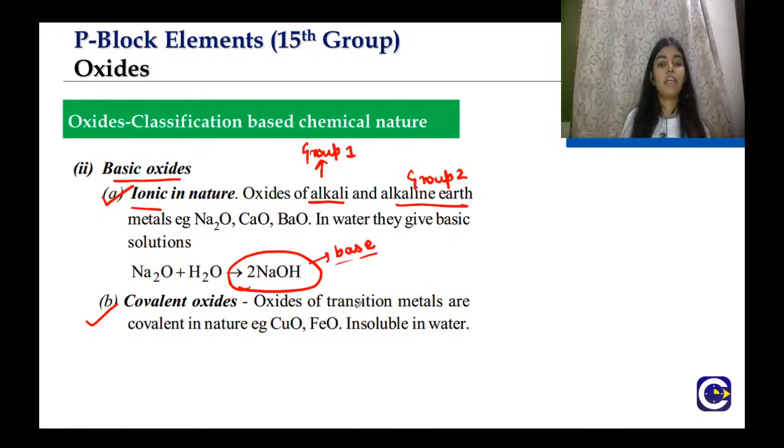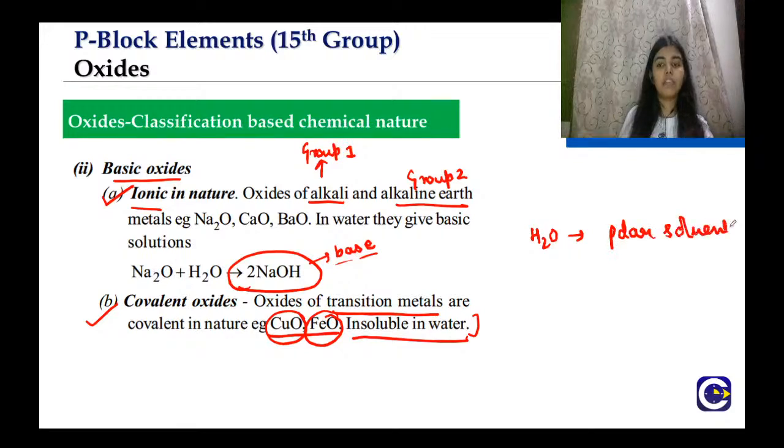Among covalent oxides, oxides of transition metals such as copper oxide and iron oxide are covalent in nature. They are basic also, but covalent. While ionic oxides are those of alkali and alkaline earth metals, group 1 and group 2. Now this is very important: they are insoluble in water. Water is a polar solvent, and as we know like dissolves like, so ionic compounds readily dissolve in water to a great extent, while covalent compounds do not dissolve as much as ionic compounds.